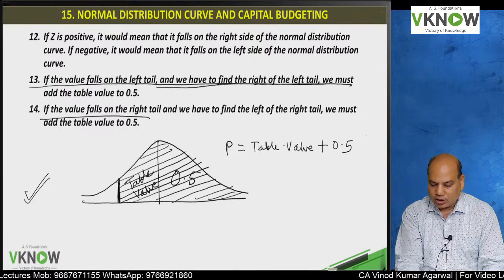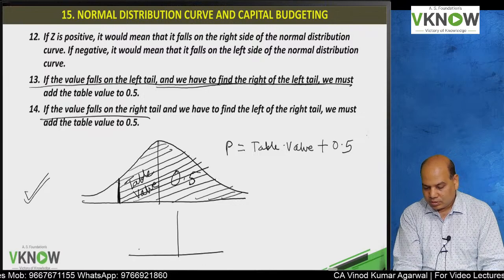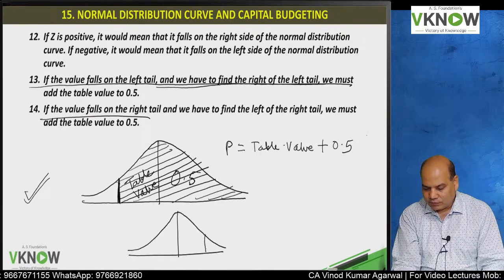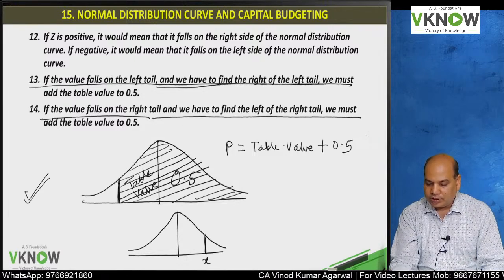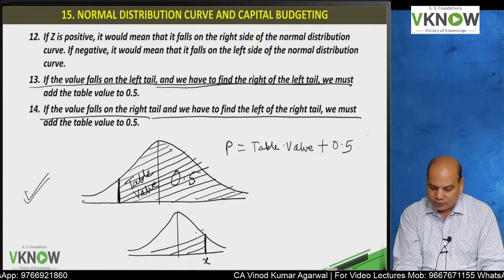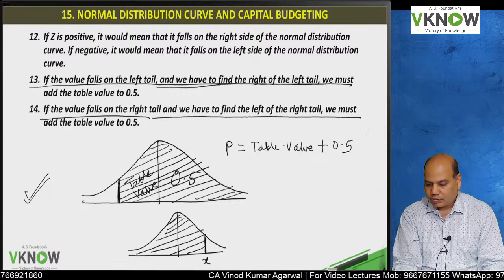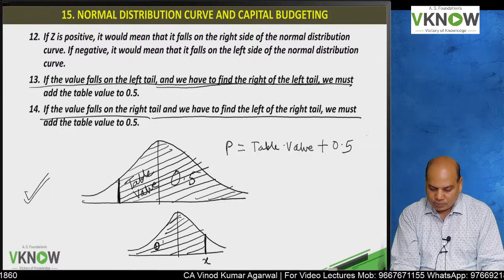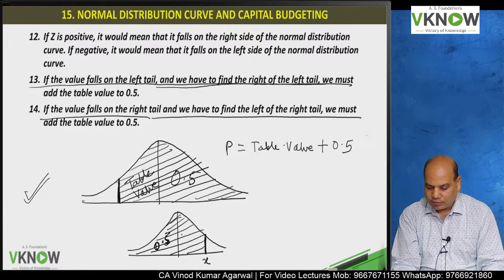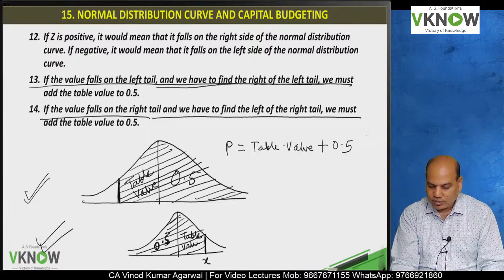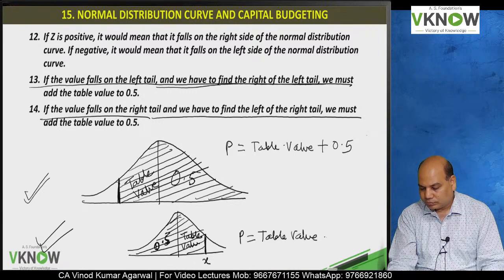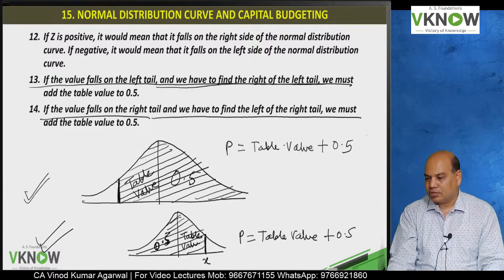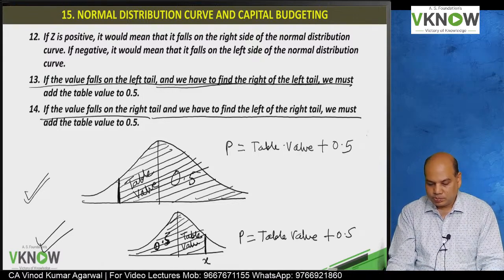And the last, point number 14. If the value falls on the right tail, suppose x is here, and we have to find the left of the right tail. How do I get the probability? The probability of the left side of the mean is 0.5. Find the table value. This is your third diagram, and the probability will be the same: table value plus 0.5.